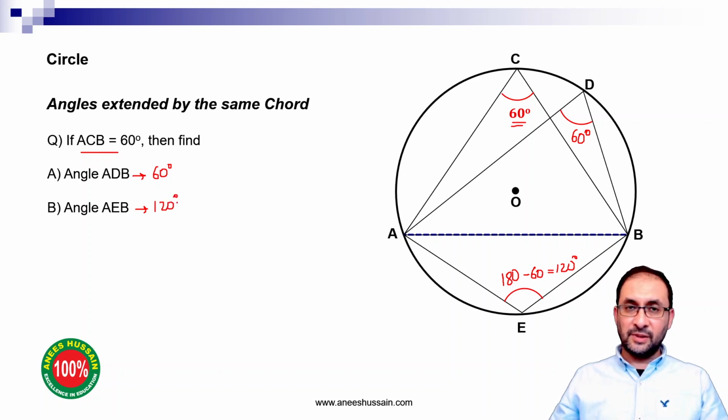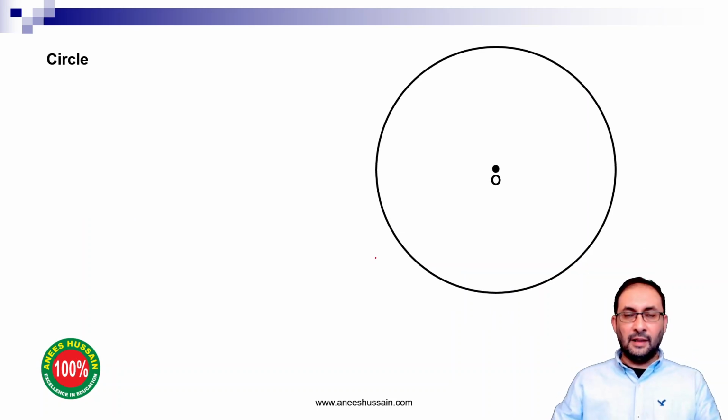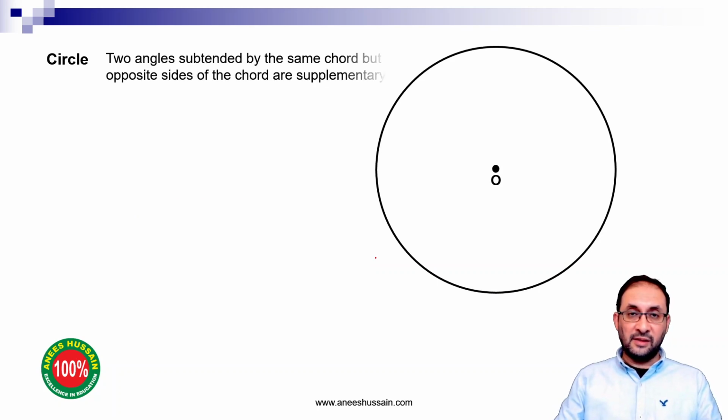I hope this concept is clear to all of you now. And now that we understand that two angles subtended by the same chord but on opposite sides of the circle are always supplementary, this is an excellent time to understand the cyclic quadrilateral.